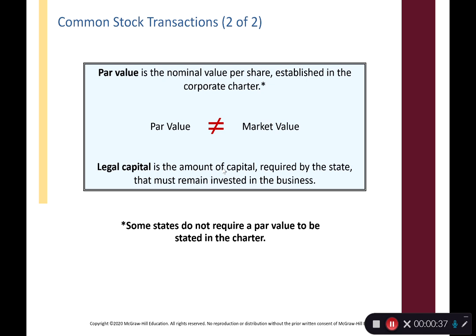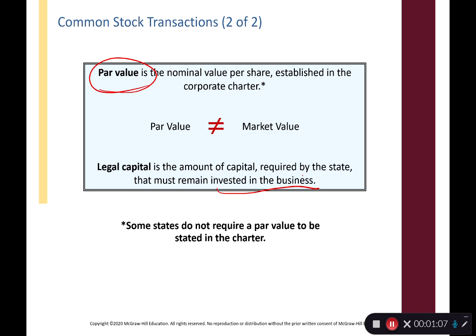Also remember that when we issue stock, there's this concept of par value, which is a nominal value per share, meaning it has no true meaning. It's established by the corporate charter. It used to be the amount of capital required by the state that must be invested in the business. But because now in most states the par value is so small, like a fraction of a penny per share, it really has no real meaning. What it does is it affects the way we record the transaction on our accounting records.